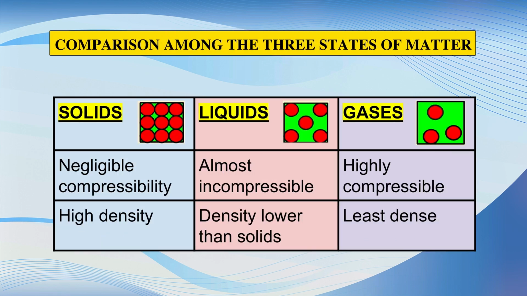Solids have negligible compressibility, liquids are almost incompressible, whereas gases are highly compressible. Density of solids is highest, liquids have lower density than solids, whereas gases have the least density. These properties can be explained as there is little free space between the particles of solids and liquids, whereas there is a great deal of free space between the particles of gases.